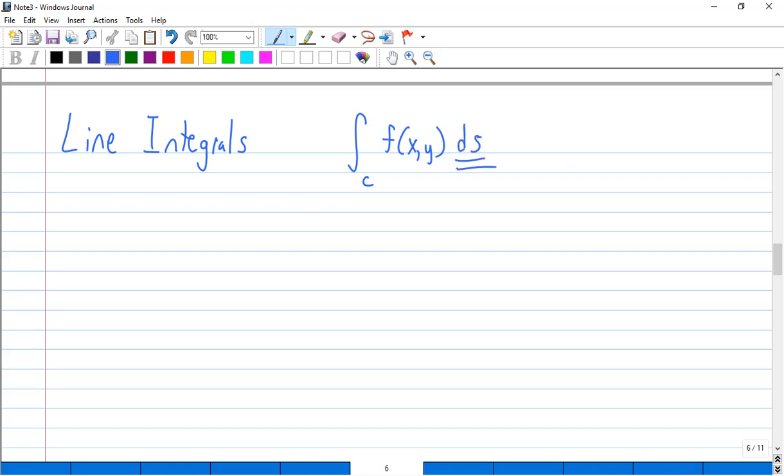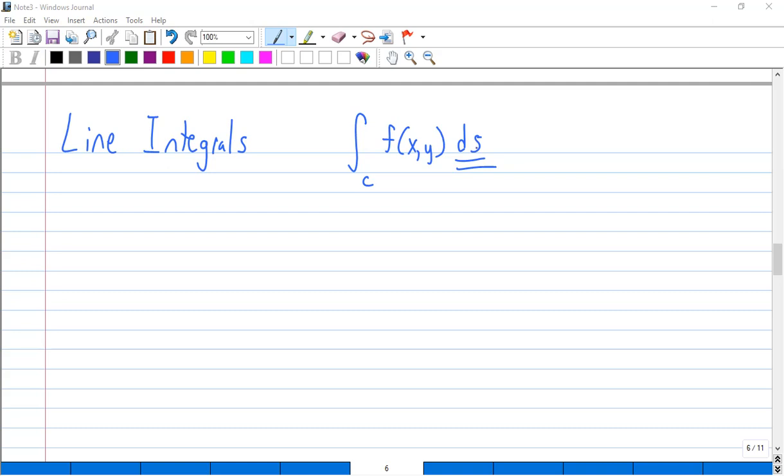Now the ds here is a part that you may or may not know that we've gone over before. It's similar to some of our arc length stuff that we've done in a way. But I'm gonna tell you some of the official definitions, and then we'll get into it, and I'll show you actually how to find it, how to figure it out, how to do it.